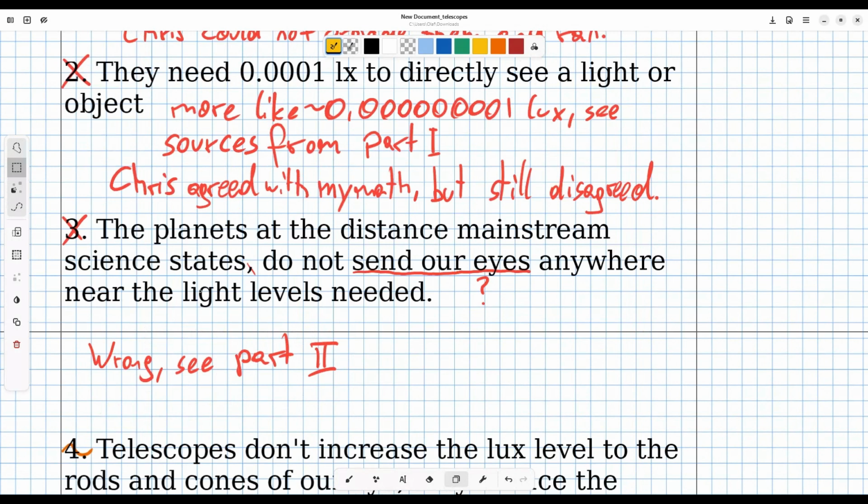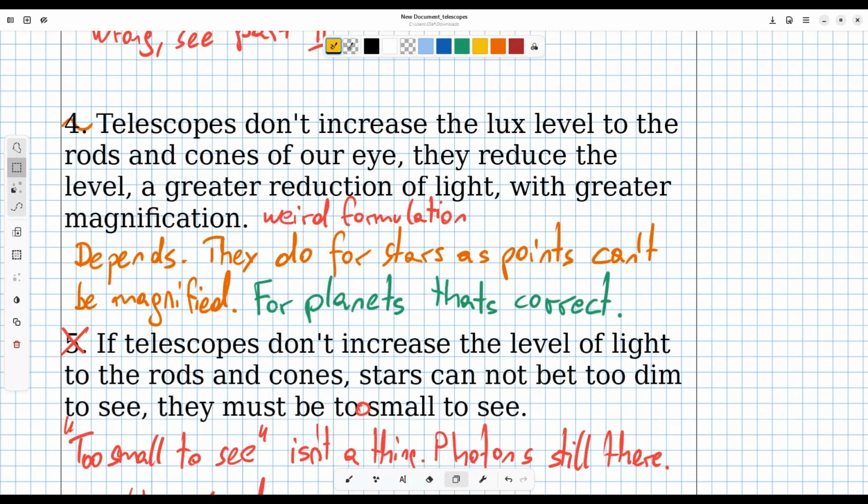The third point, the planets at the distance mainstream science states do not send our eyes anywhere near the light levels needed. We disproved this statement in the last part 2. Go and have a look if you haven't already. Claim 4. Telescopes don't increase the lux level to the rods and cones of our eyes. They reduce the level, a greater reduction of light with greater magnification.